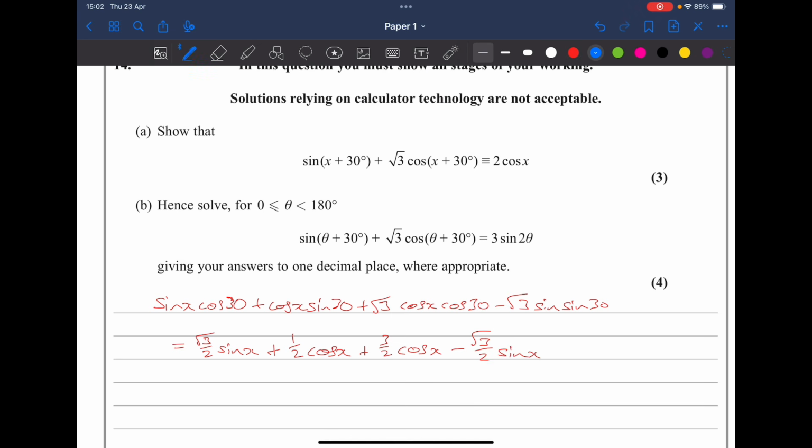If we look at that first and last term, the sine x's, we have root 3 on 2 of both of them. So they can cancel out because one's positive, one's negative. And in the middle, I've got half a cos. I've got 1.5 coses. So altogether, I have 2 coses. And that's what they wanted. So that's always a good sign.